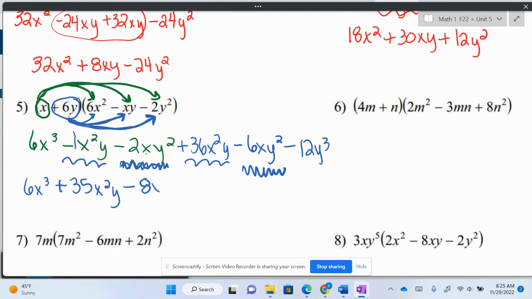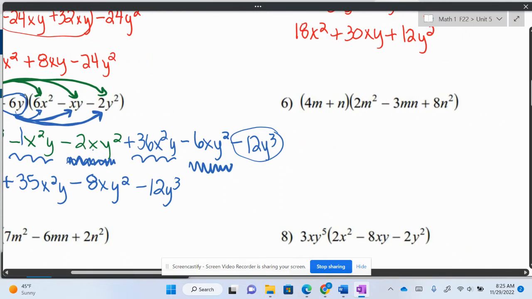I have xy squared. That doesn't change. And then this last term, there are no other y cubes, minus 12y cubed. So that's your final answer.